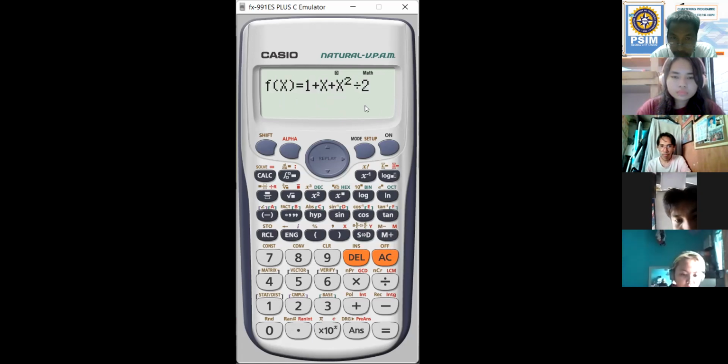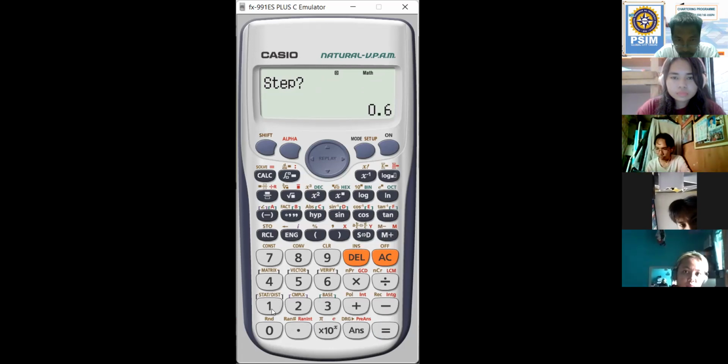Press AC. Okay? And then put in the next term. Just put in the next term: plus x cube divided by 6. Okay? We already know the answer of this, so I will just show you again. The answer is 3.2.